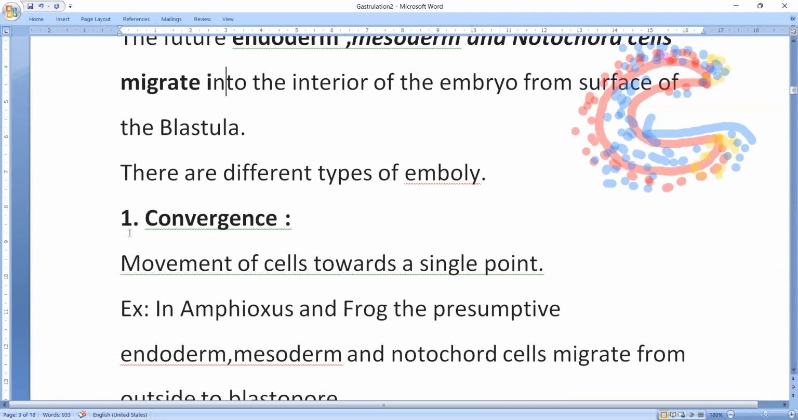So there are different types of emboly. Among them, one is convergence. So what is convergence? Movement of cells towards a single point.